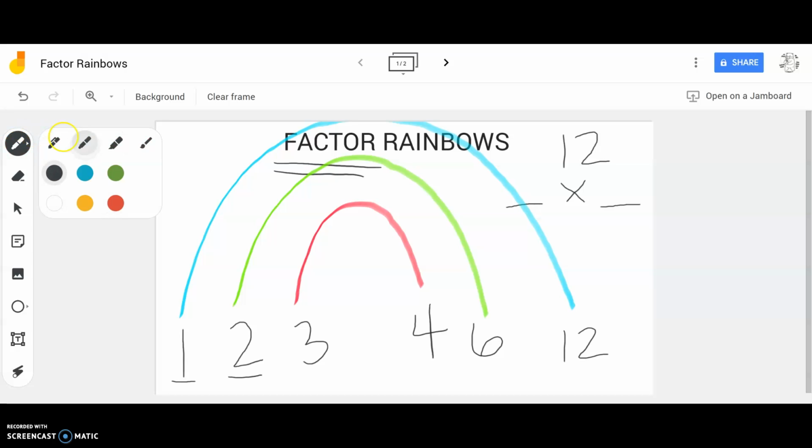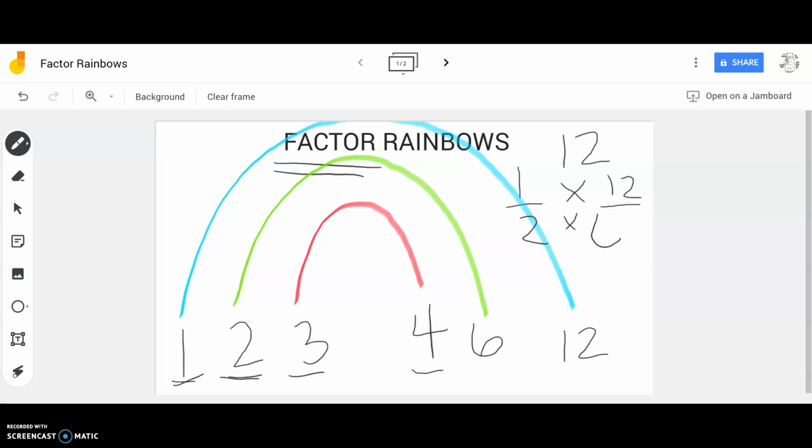So looking at my list, 1, 2, 3, because I'm on the other side of my rainbow with 4, I know that I'm done. I know that I haven't missed anything because I've checked all my numbers until I get to the other side of my rainbow. So what I call factor pairs is 1 times 12, 2 times 6, and 3 times 4. And I found those by following my rainbows.